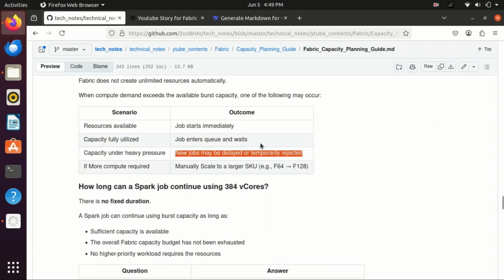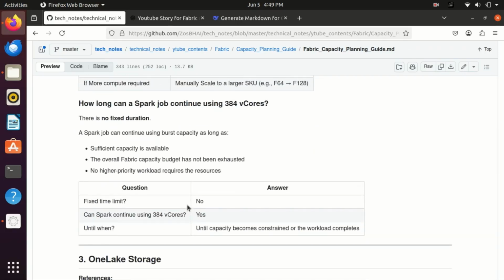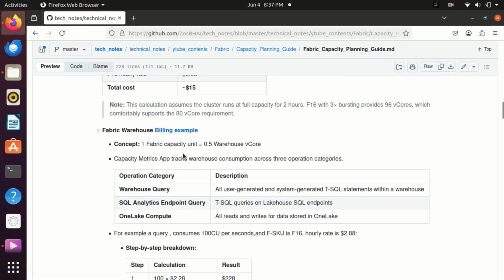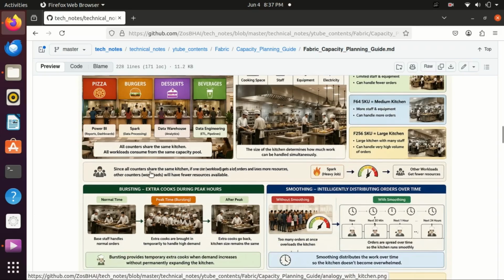Another question here is how long a Spark job can continue using 384 cores. There is no fixed duration. Spark can continue to use those resources as long as sufficient capacity is available and the overall capacity budget has not been exhausted. Let me explain Fabric compute capacity with a real world example.